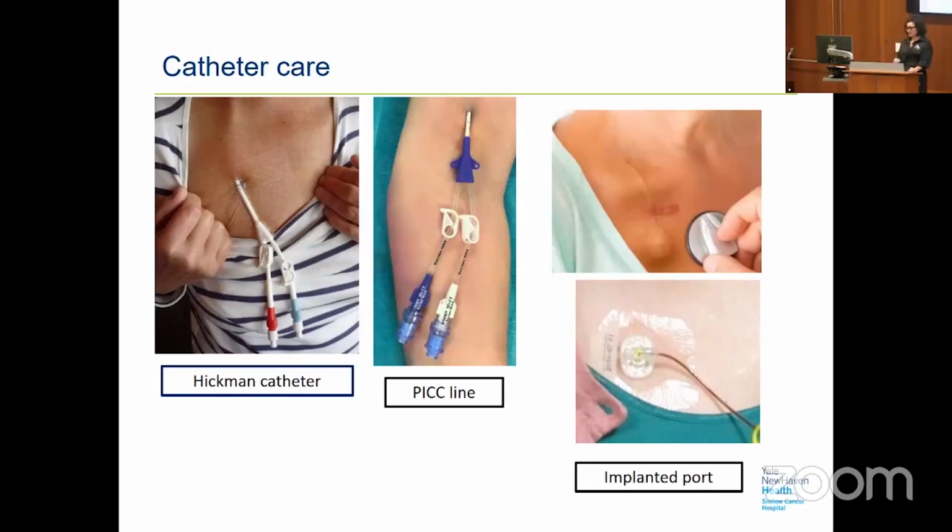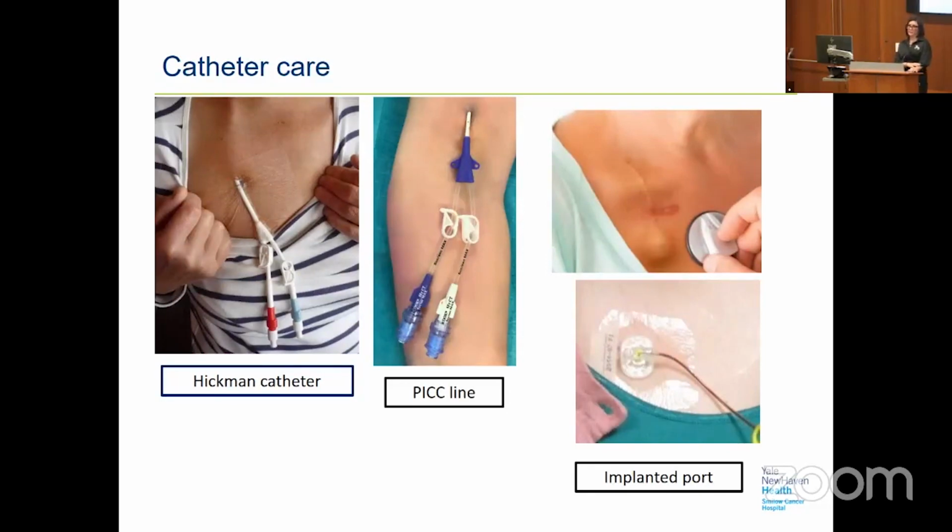The three most common types of catheters are here, with the Hickman catheter on the left. You can see it sits externally with two catheter lumens outside of the body. The PICC line in the middle is a catheter that's inserted in the arm, and PICC stands for peripherally inserted central catheter, where the catheter is tunneled up through a vein in the arm, and that tip goes all the way into the superior vena cava, which leads into the heart. And then the last picture on the right is an implanted port, which is entirely underneath the skin, and it's accessed by a needle from outside of the skin.